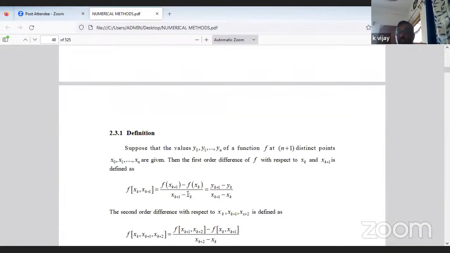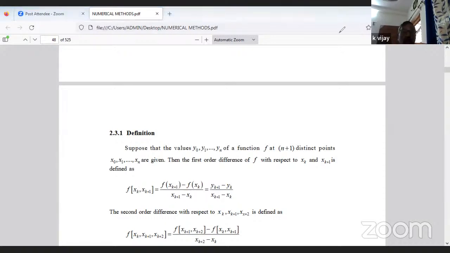So suppose we take the values y0, y1, y2, and so on up to yn, the values of the function f at n plus 1 distinct points x0, x1, x2, and so on up to xn. The first order difference of f with respect to x, up to xk plus 1, we can define here as f of xk plus 1.